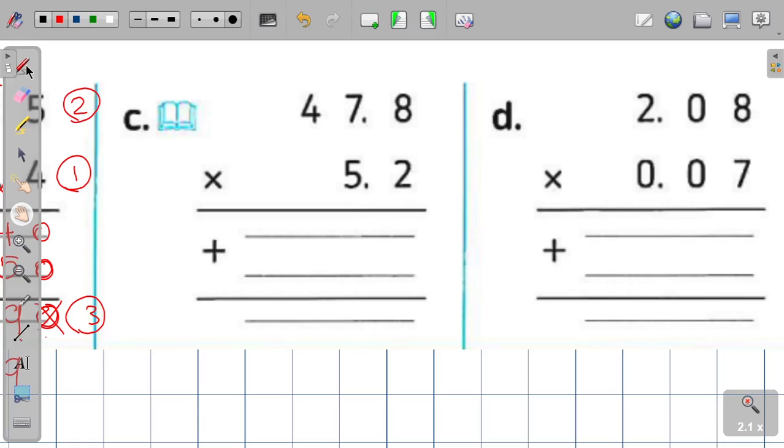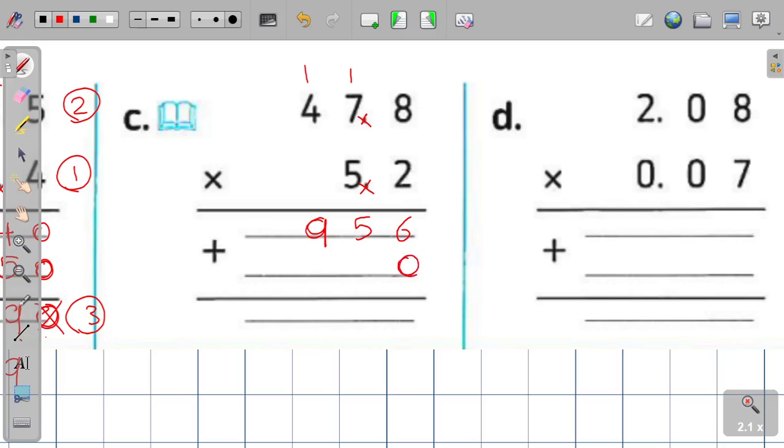I have 47.8 by 5.2. So ignore the decimal point first. I have 2 times 8, 2 times 7, 2 times 4. 2 times 8 equals 16. I will write 6, carry up 1. 2 times 7 equals 14, plus 1 equals 15. So I will write 5 and carry up 1. 2 times 4 equals 8. 8 plus 1 equals 9. So this is the first number.